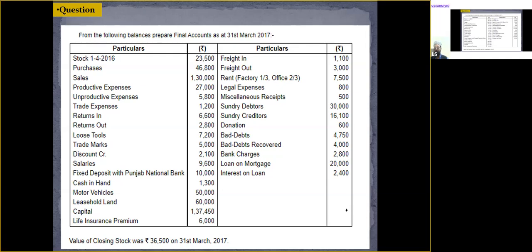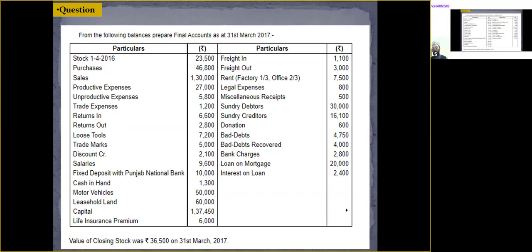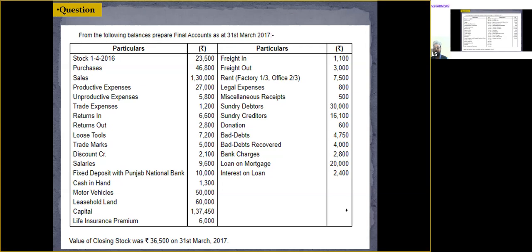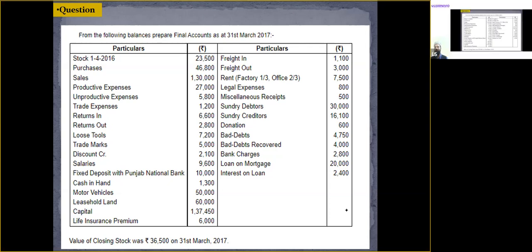So do you think it is related to production activities? Yes or no? Hamad, Alexander. Yes, sir. It is related to production activity, legal expenses? No, it is not related to production activities. Alexander, is that clear now? Yes, sir. So because it is not related to production activity, therefore it will be treated as which kind of expense? Direct expense or indirect expense? Indirect expense. Therefore, we will be writing it in the profit and loss account on the debit side.